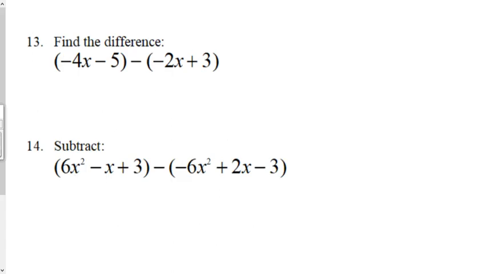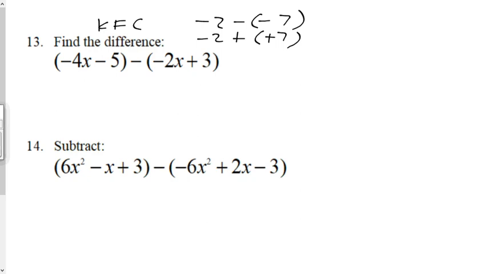Question 13 says find the difference, and we learned that the easiest way is to use keep, flip, change. Just like when we did this question in grade 7, we keep the first, change to addition, and use the opposite. That will give you the answer of positive 5.